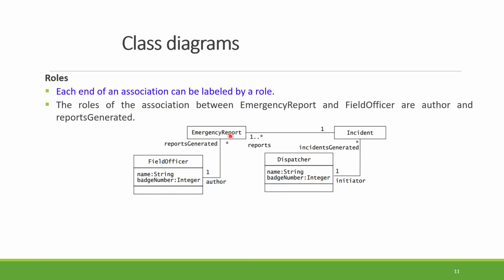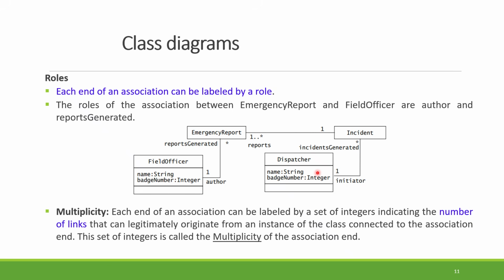Here one author can generate multiple reports. So what is the role of the author? He is the author of the report generated. And there is an association between the incident and the dispatcher. There are many incidents, but the report will be generated for only one dispatcher, the one who initiated. So we have to write the numbering on the association end. So we call it multiplicity.